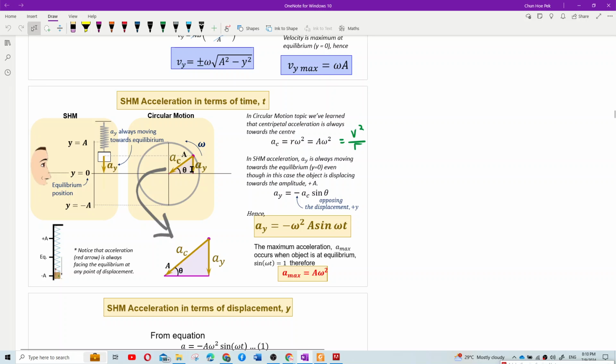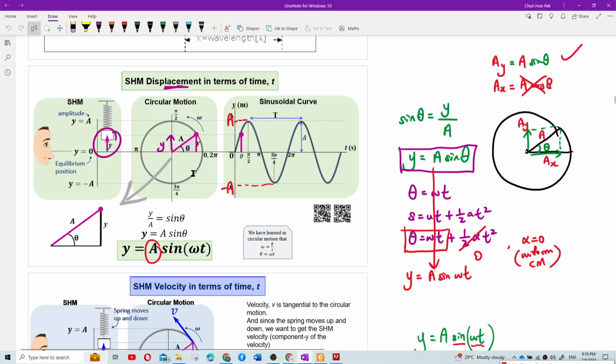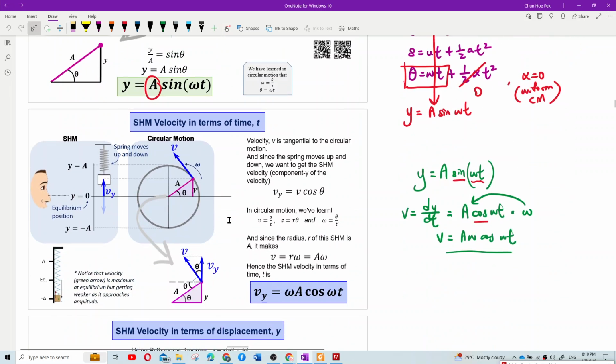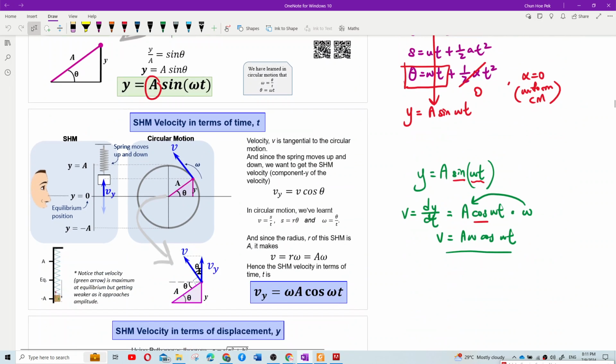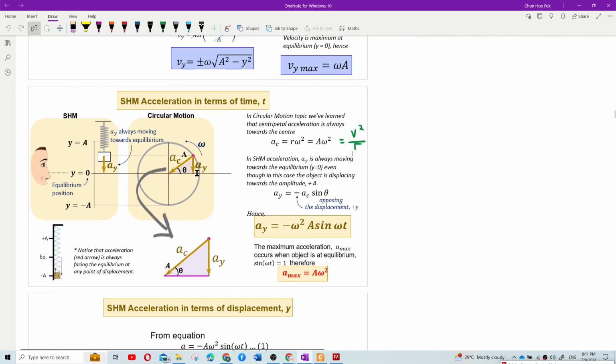Then we always find the Y component. No matter for displacement, we always want the Y component of the amplitude. For velocity also, the tangential velocity, we only want the Y component because we are talking about a spring mass system going in vertical motion. So the displacement is the Y component, velocity also Y component, and the acceleration also Y component.